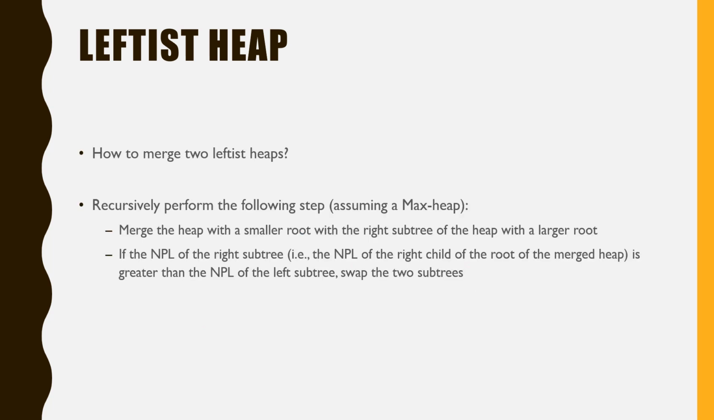Now that we have defined the leftist heap, let's explore how it performs the merge operation. To merge two leftist heaps, we recursively perform the following steps. Assuming max heap, we first merge the heap with a smaller root with the right subtree of the heap that has a larger root. After the merge, if the NPL of the right subtree is greater than the NPL of the left subtree, swap the two subtrees. Here, the NPL of the right subtree refers to the NPL of the right child of the root in the merged leftist heap.